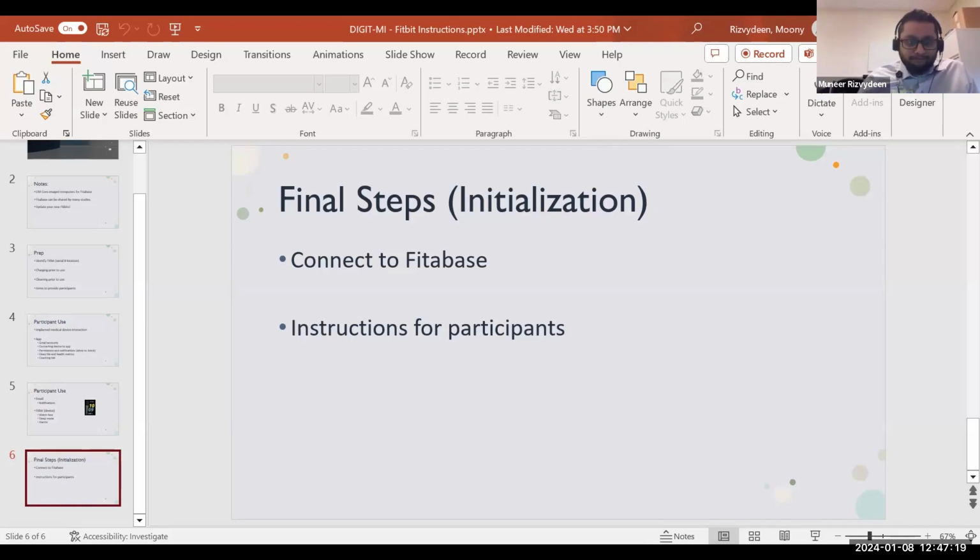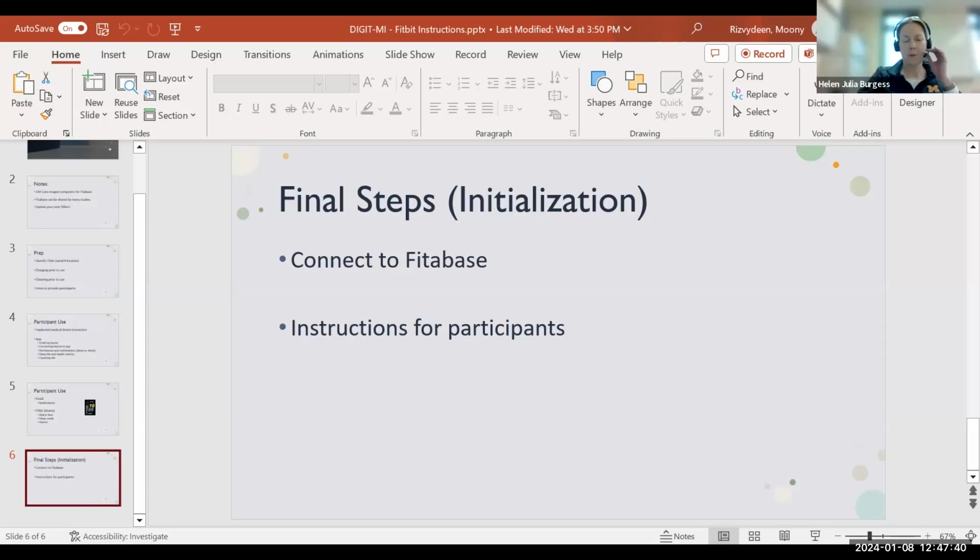And lastly, for the data to appear on Fitabase, we ask participants to open the Fitbit app and swipe down on the home screen of the app, which will send the data to Fitabase. One other document I have here, which is going to be just a couple of lines that we'll review.